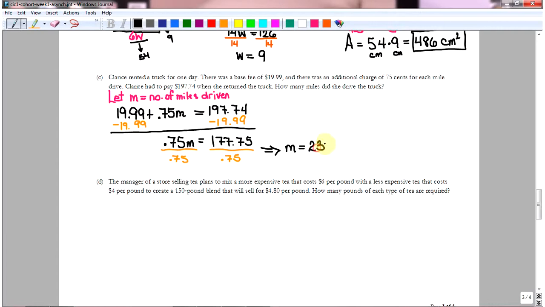Okay, so now we need to see if we've answered the question that was asked. How many miles did she drive the truck? m represents the number of miles, so now let's just put our units in there. So she drove 237 miles.